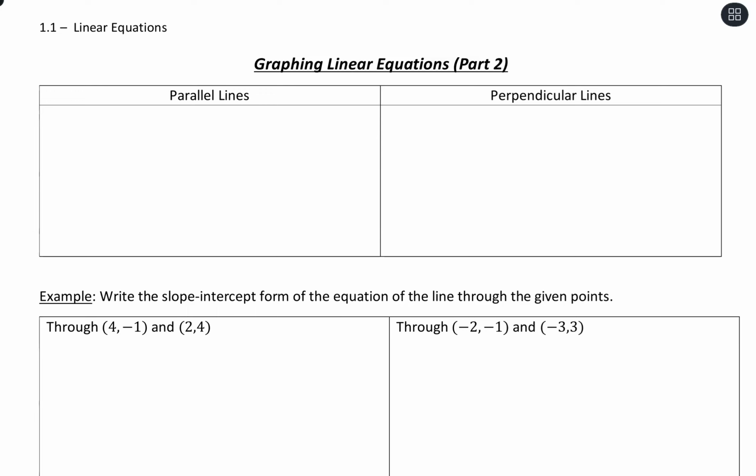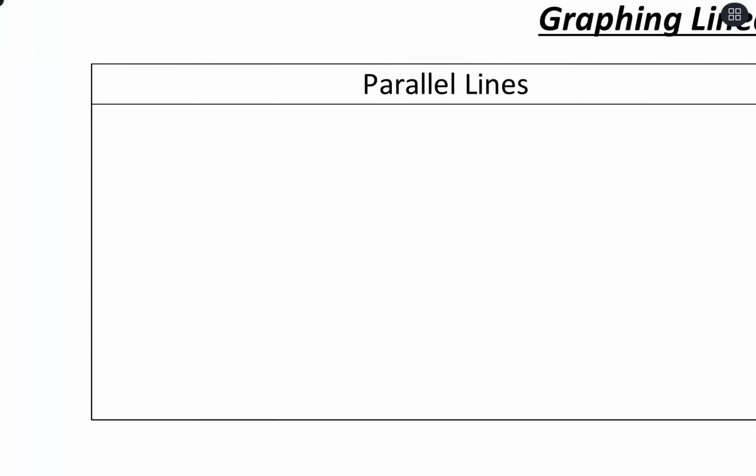Let's look at some more methods that we can use when graphing linear equations. So some terminology we'll want is parallel lines versus perpendicular lines. Parallel lines are two lines that never intersect. In fact, it could be more than two, but lines that never intersect.